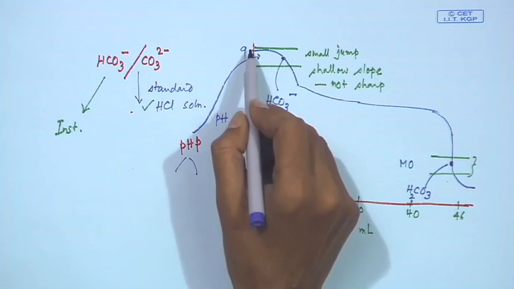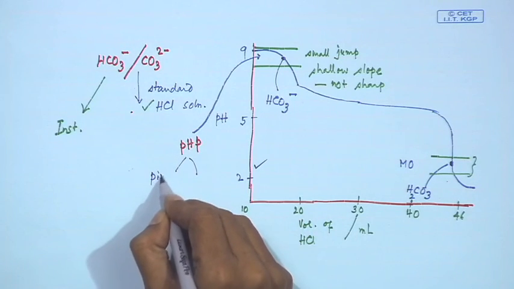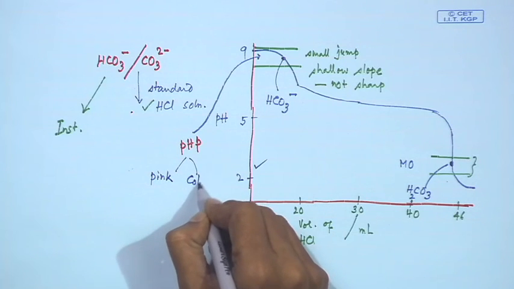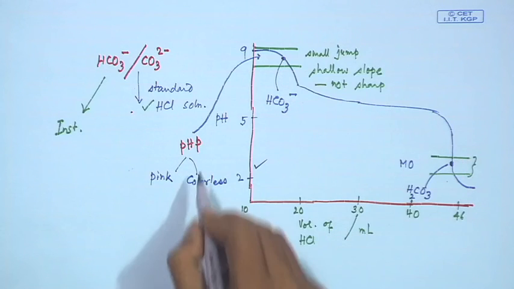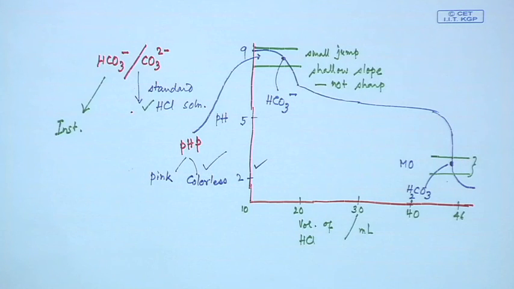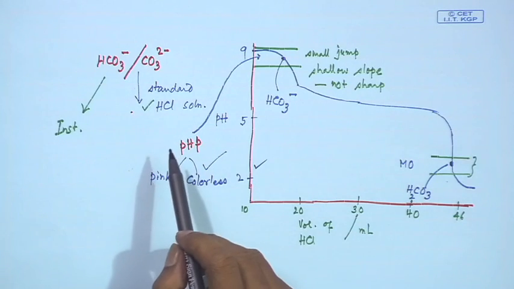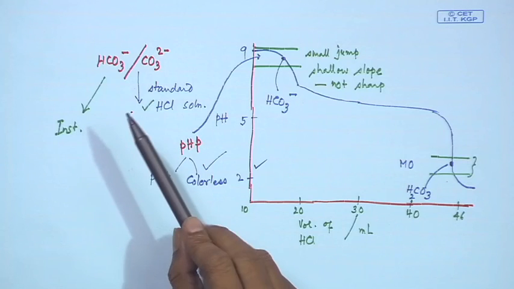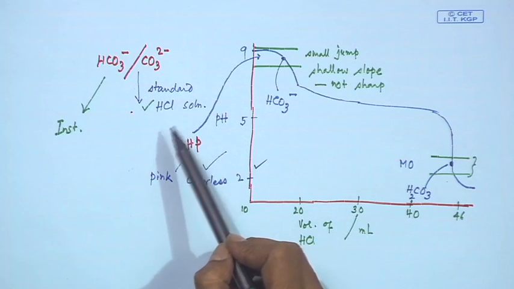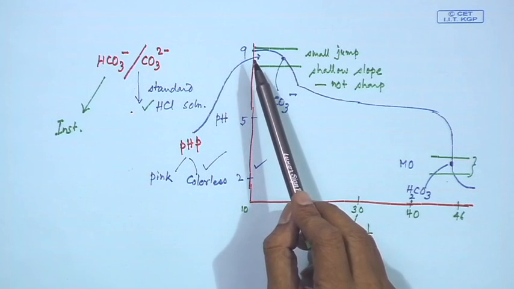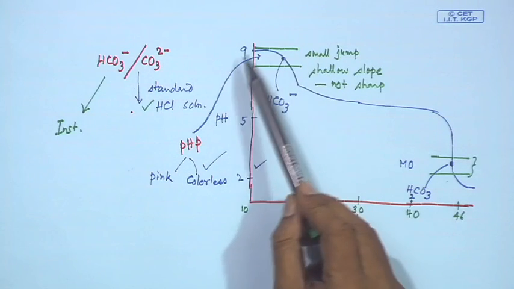Phenolphthalein, originally when it is in the basic condition, the color will be pink, and when it changes to this range, going to a more acidic condition, you have the colorless. So, you do not have to bother about the use of multiple indicators. This is a good example for the titration of carbonates or a mixture of carbonate and bicarbonate by hydrochloric acid, such that if you start from a higher pH value, you can use an indicator like phenolphthalein to detect this endpoint.